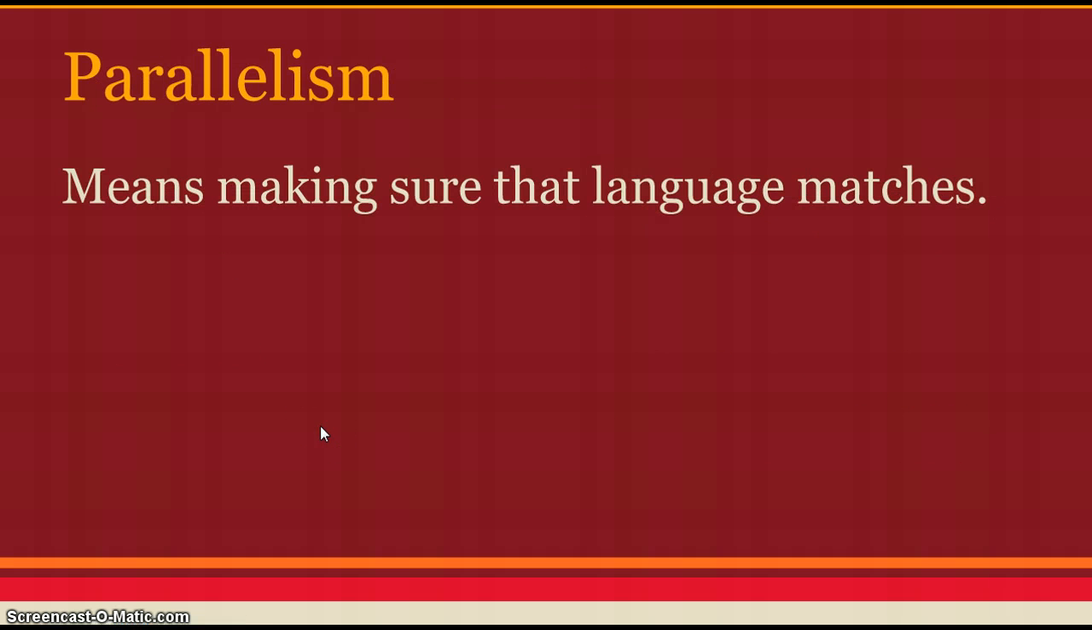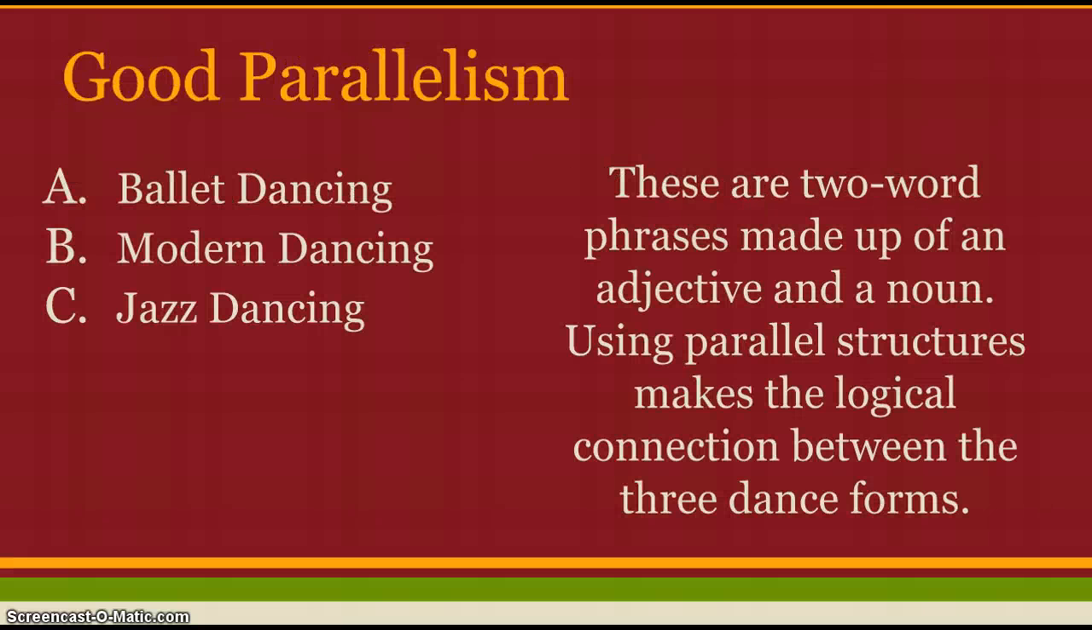Parallelism means making sure that the language matches. You can do this in your sentences, but you can also do it in your outlining. So good parallelism over here on the left: ballet dancing, modern dancing, jazz dancing. 3 types of dancing. All right, they're all 2-word phrases made up of an adjective and a noun, right? Like a describing word for the thing. Dancing is the thing. Ballet describes dancing, modern describes dancing, jazz describes dancing. Using parallel structures makes the logical connection between the 3 dance forms. You understand that each is an example of dancing.